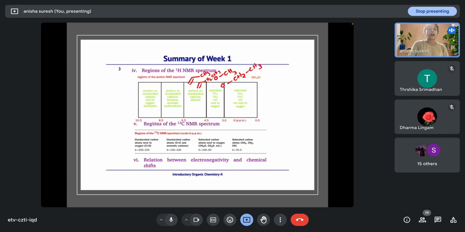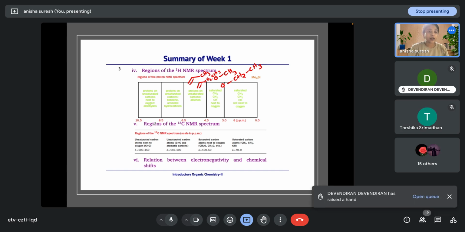And we have seen how electronegativity... any doubts, Devendiran? Hello.